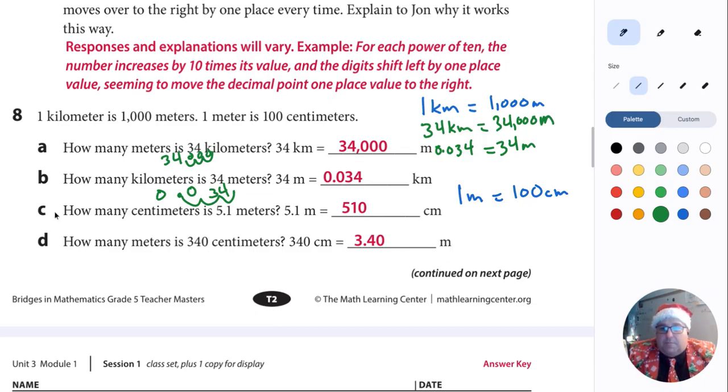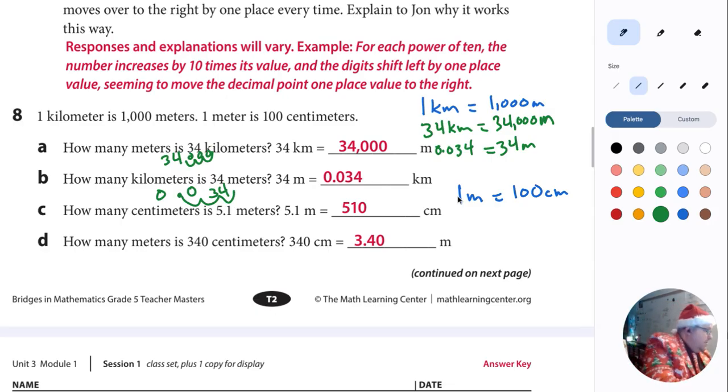Now, for C and D, we're talking about meters and centimeters. So 1 meter is 100 centimeters. So look at our chart. 1 meter is 100 centimeters. So if I know my meters, I just multiply by 100 to get centimeters. Or if I know how many centimeters, I have to divide by 100 to see how many meters. And that should make sense, guys, okay?